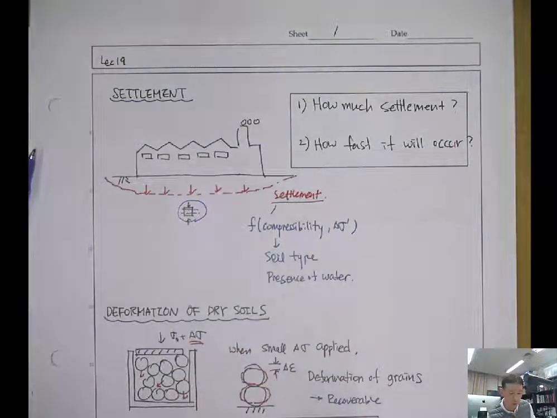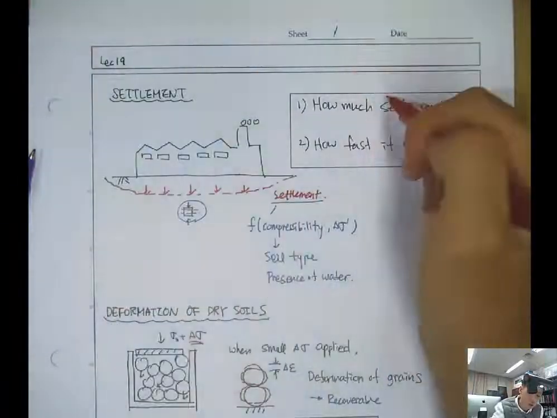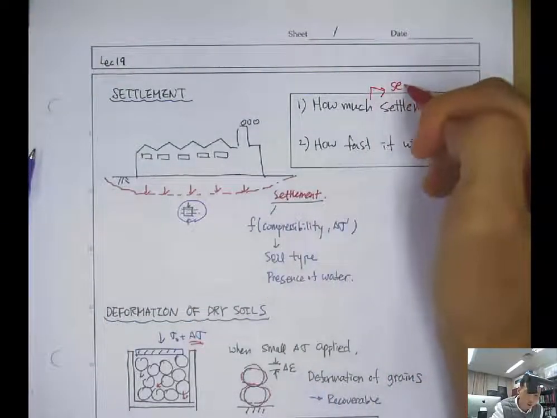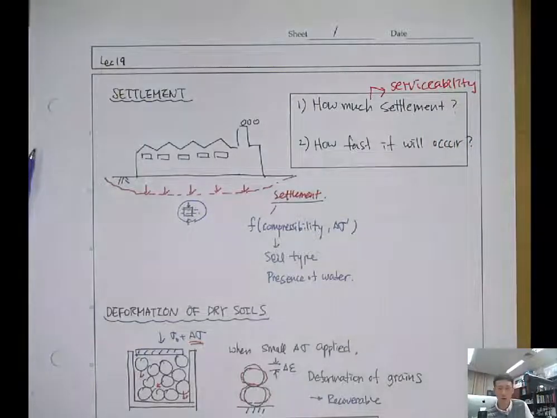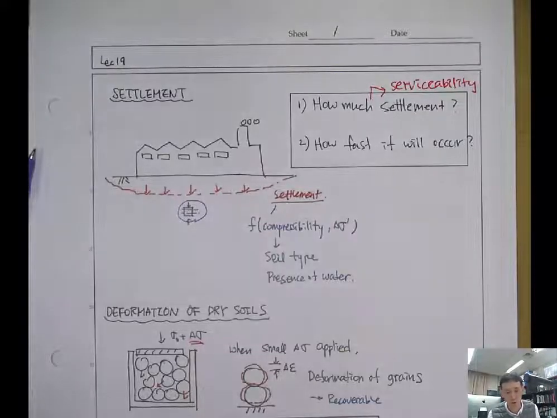And these two questions are very important. And the first one will be related to the serviceability of the structure. Right? If the settlement is too much and excessive, then the structure can be damaged. There could be some cracks, and also it can have this uneven deformation, so that you have some tilt. And if you have machinery or a residential area inside, then people will not be able to live inside.